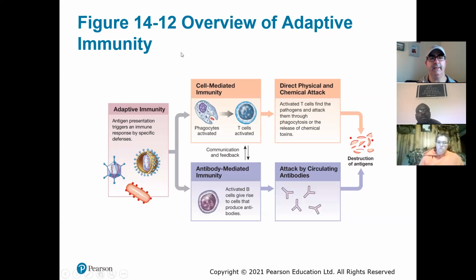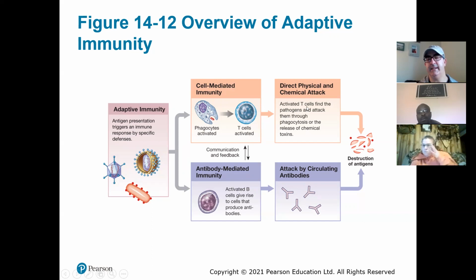Okay, so again, adaptive immunity can be cell mediated or antibody mediated. And when you trigger one, it triggers the other. So there's this communication and feedback arrows going back and forth. In other words, if something activates the B cells, they are then going to signal T cells: hey, look out for this antigen, it's here, it's in the body. If you trigger T cells, they're going to communicate with B cells to look out for this particular antigen, so that you get the strongest response possible. You don't get just T cells attacking or just B cells attacking, you get both.